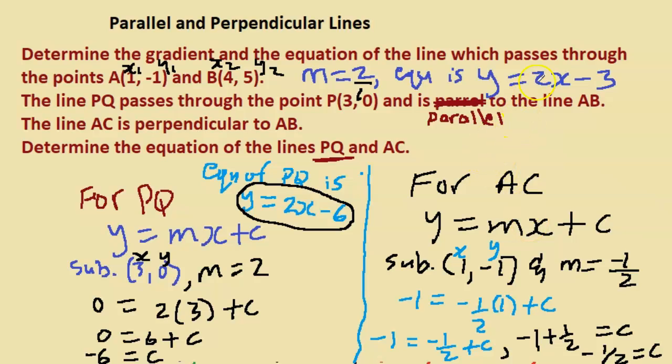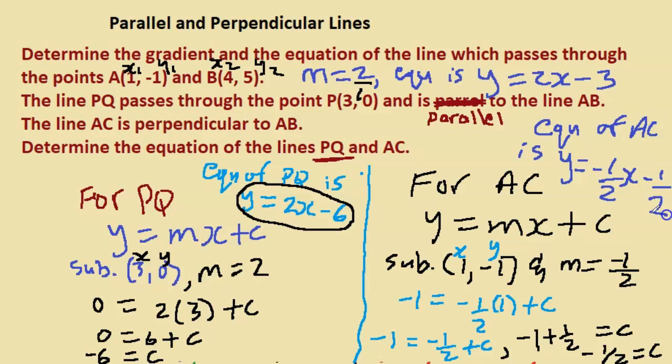So therefore, the equation of AC is y equal mx plus c. What is m? -1/2 x plus c, and c is also -1/2. Alright, so y equal -1/2 x minus 1/2. So that's the equation for AC, and the equation for PQ we have there already.